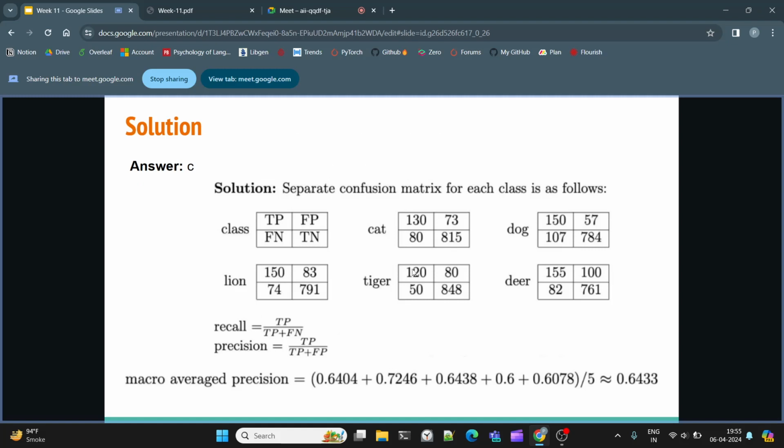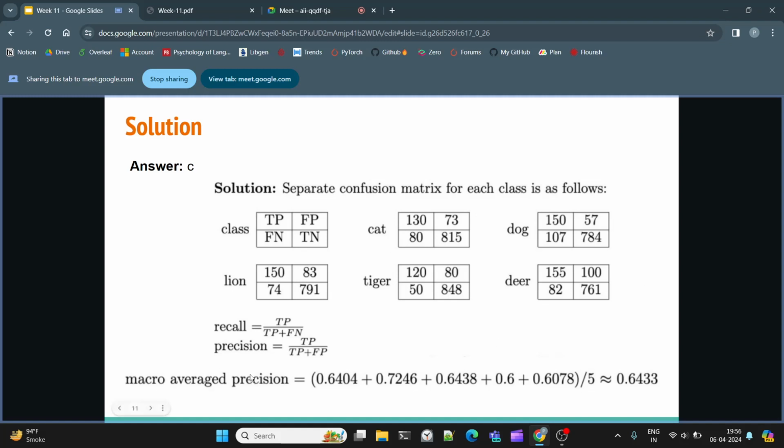So we were here. We created the confusion matrix for each of the classes. Now we'll be using the recall and precision scores. The recall would be true positive divided by true positive plus false negative. These are formulas which were discussed in the lectures as well. And the precision would be true positive divided by true positive plus false positive. When we are doing macro average precision, we compute the precision for each of the classes and then we simply take the average.